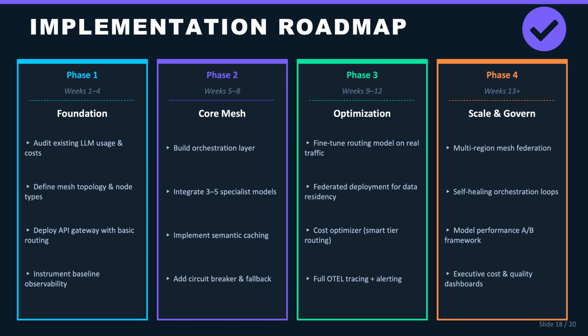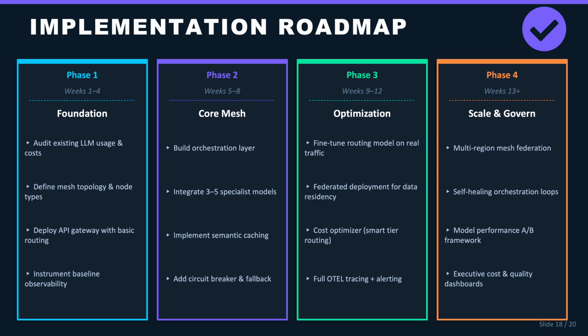Implementation roadmap. Here's how you actually build this in a real organization over 13+ weeks. Phase 1. Foundations. Runs weeks 1 through 4. You audit your existing LLM usage and costs to understand your baseline, define your mesh topology and node types based on your actual workload mix. Deploy your API gateway with basic routing and instrument baseline observability so you have something to measure against.